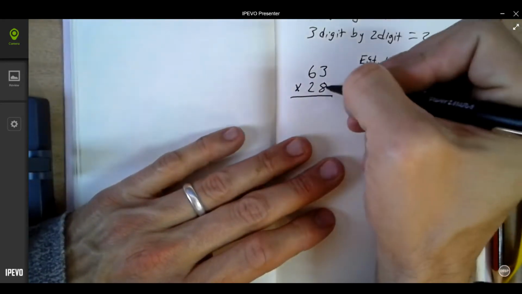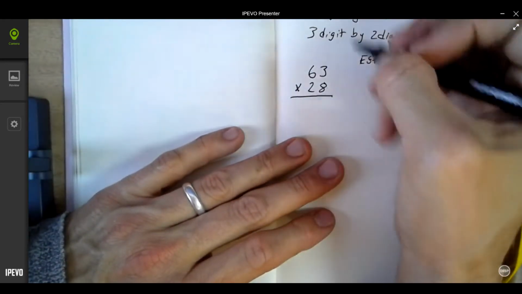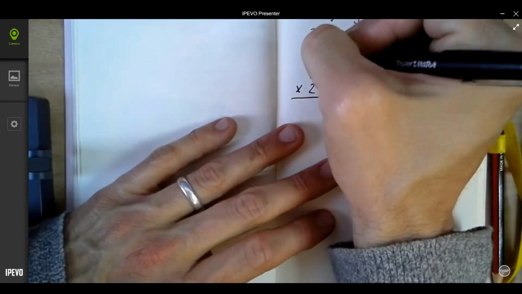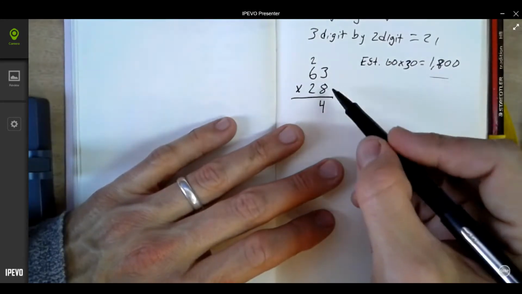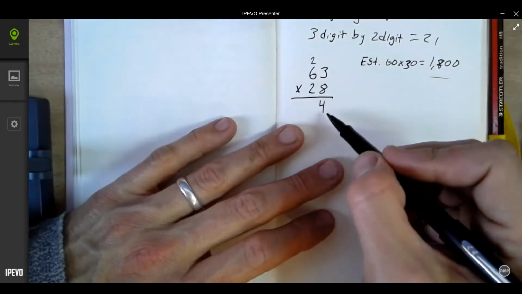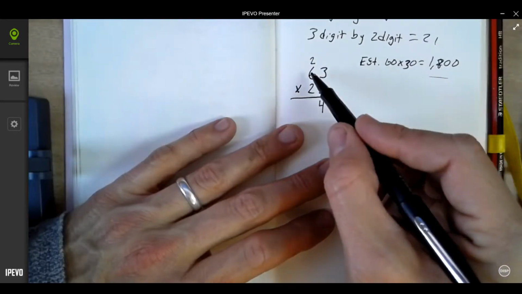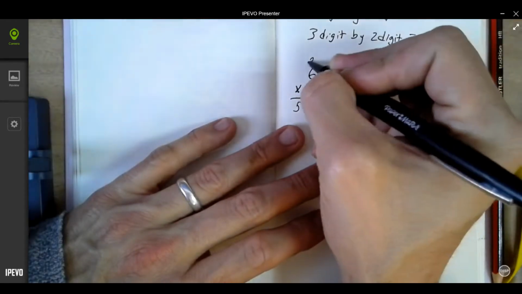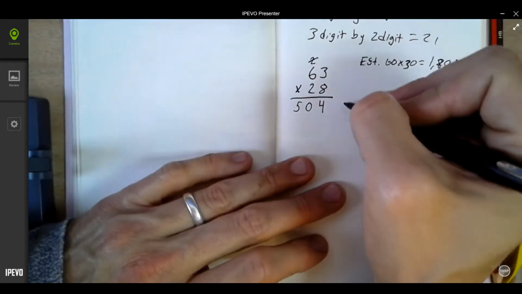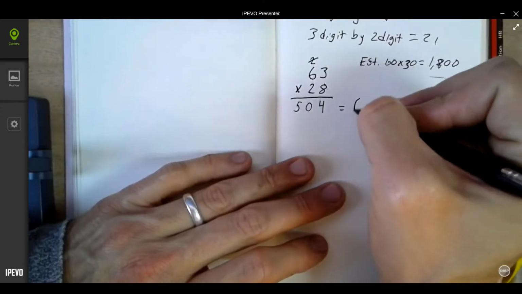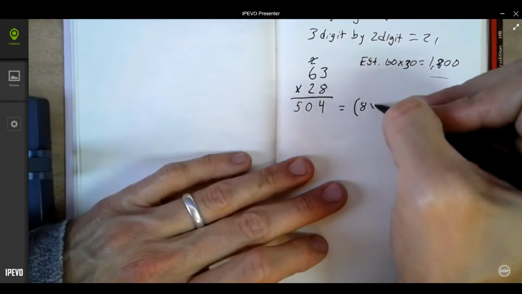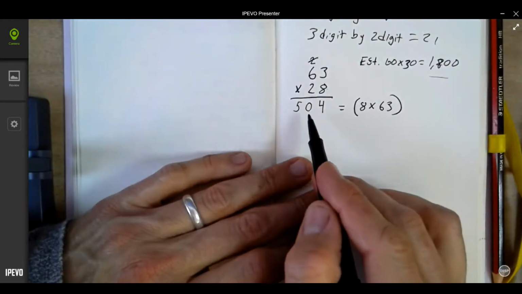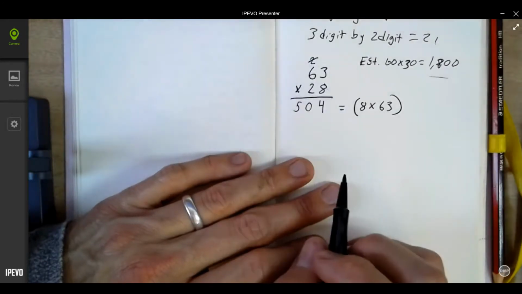So again, the first thing I'm going to do is 8 times 3 is 24. That 4 goes down in my ones column. The 2 goes into my tens column. So that was 20 and 4. I now do 8 times 6 is 48, plus the 2 is going to give me 50. Okay, so this line is 8 times 63. That's what 504 equals. It equals 8 times 63.